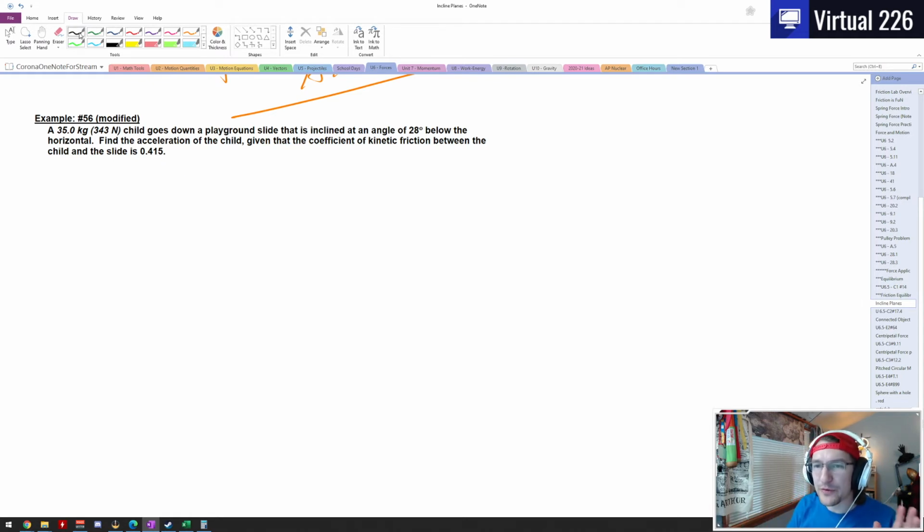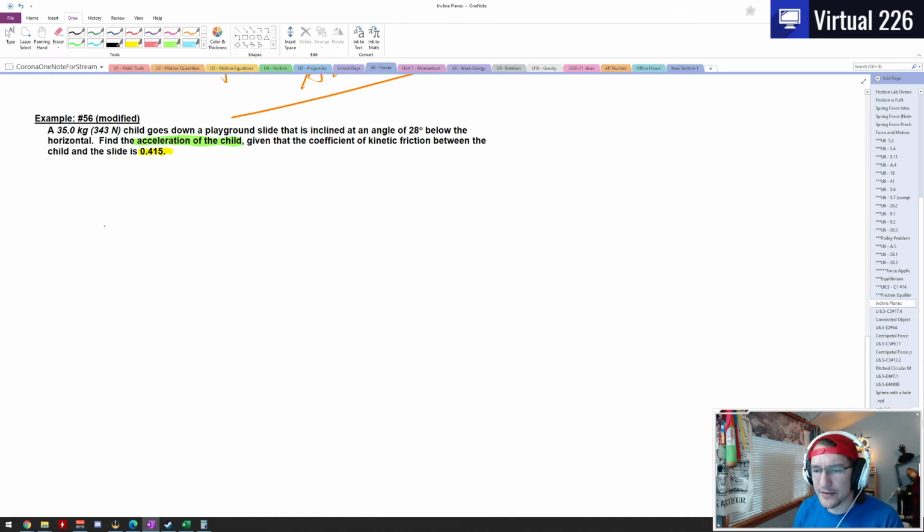But we have this child, and they're going down a playground slide, and we know that it's inclined at an angle of 28 degrees below the horizontal. We're looking for the acceleration of the child. So this is what we're looking for. That's our green light. And what we know is that the kinetic coefficient of friction between the child and the slide is 0.415. So let's draw a picture and then a free body diagram, and then start working our F equals MAs, just like always.